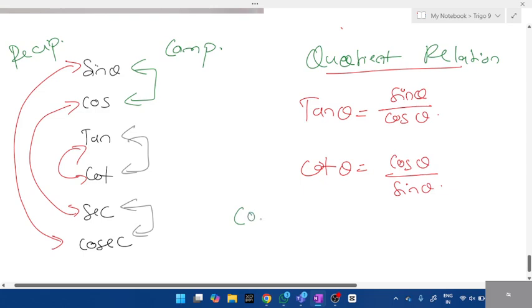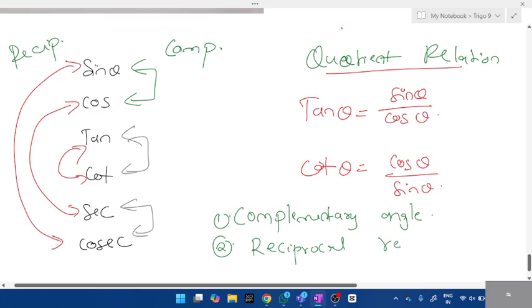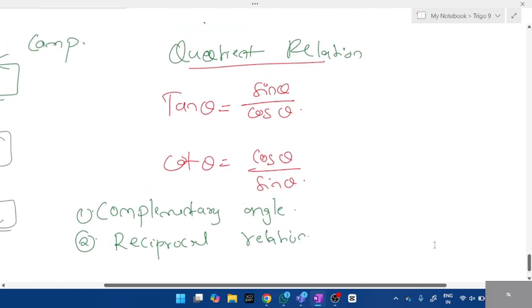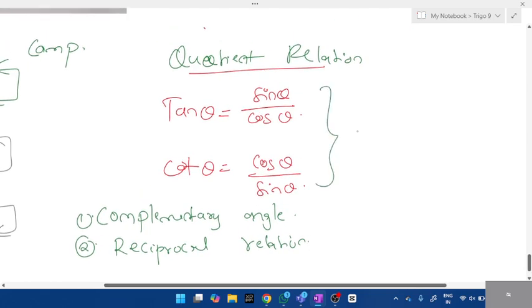While solving questions, we always give first preference to the complementary angle concept. Second, we try to use reciprocal relation. Okay, this quotient relation is used for the trigonometry table to find the value. Trigonometry table.